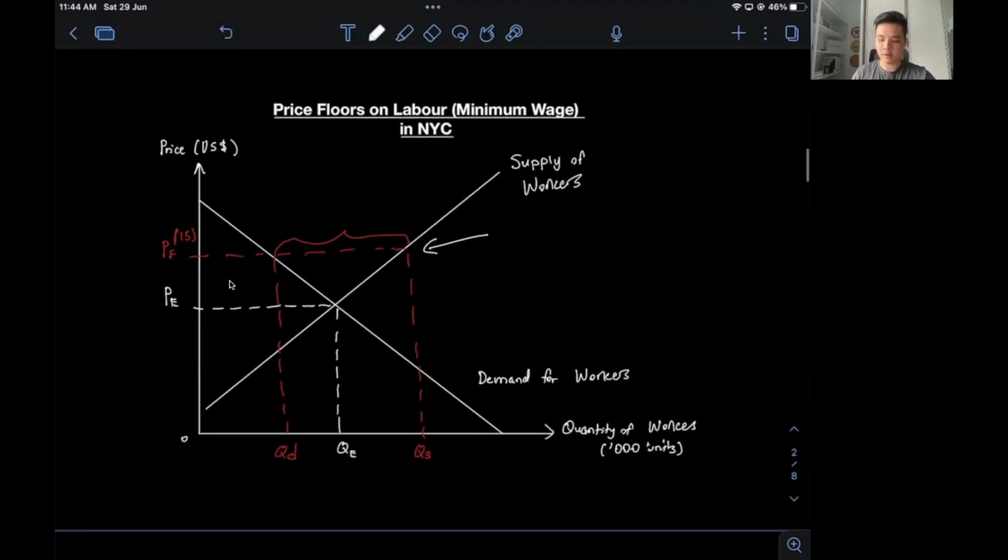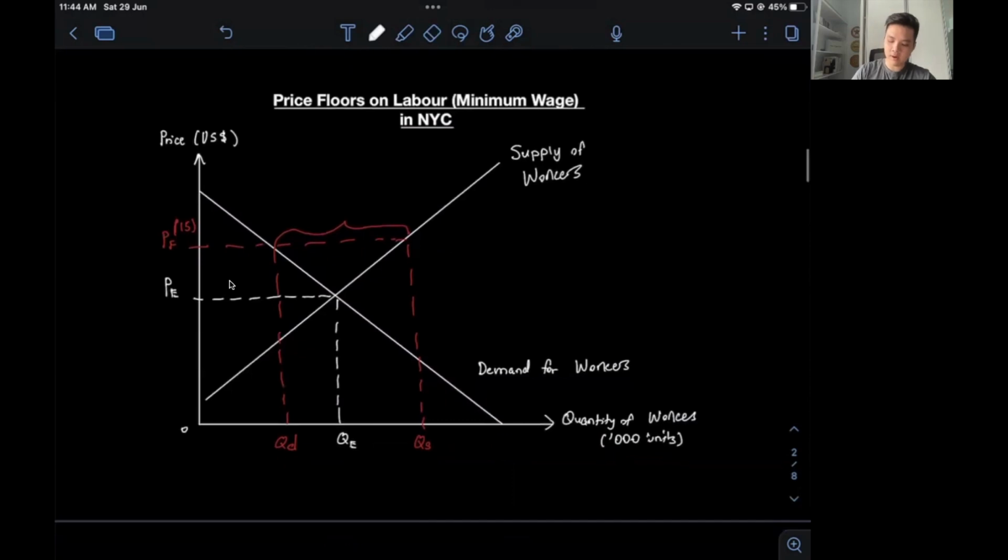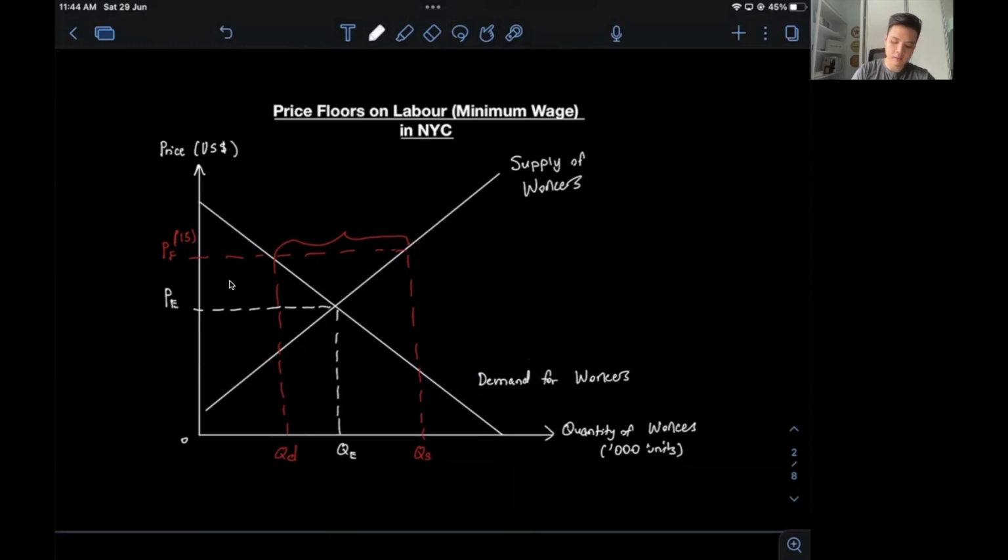So let's look at this price floor diagram and let me take you through it in detail. Initially, before the price floor, the market sets a price equilibrium at this level, PE. But in the context of New York City, I believe the New York government sets a minimum wage of $15 per hour worked. And this is the price floor over here.